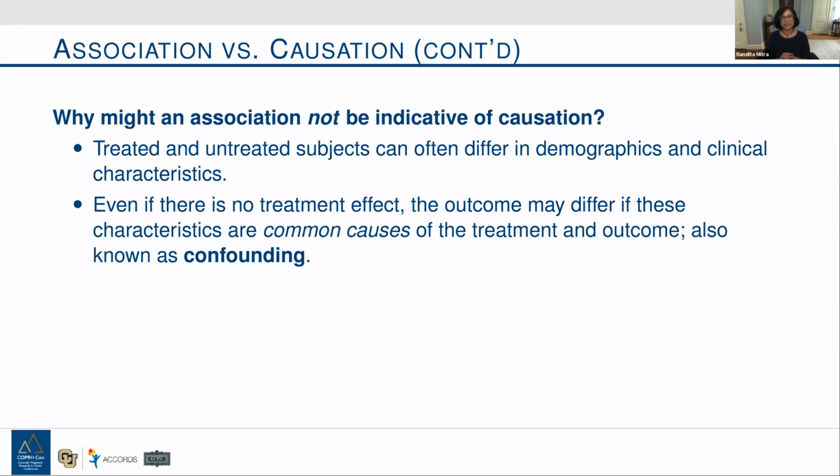So why might association not be indicative of causation? The treated and untreated subjects can often differ in demographics and clinical characteristics. And so especially if you're using data from observational studies, these treatment effects can be subject to confounding, where the treated and untreated subjects, because they're not randomized, may be different, and there could be confounding that you need to deal with.